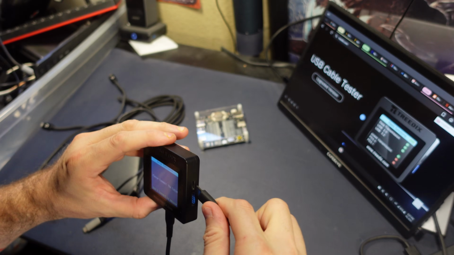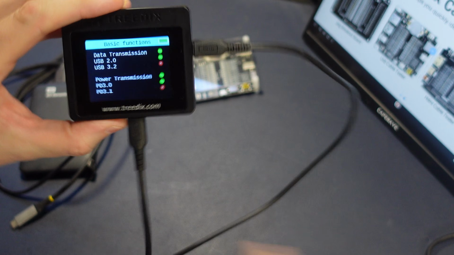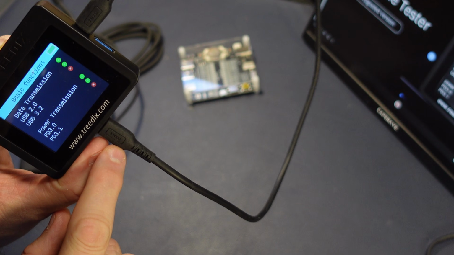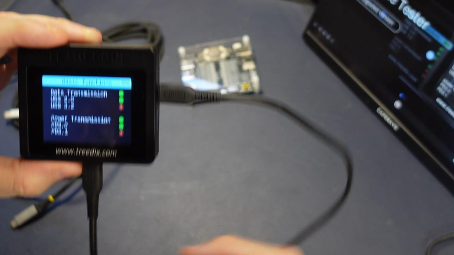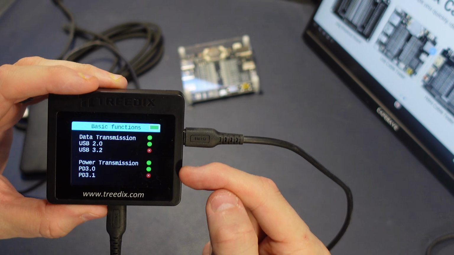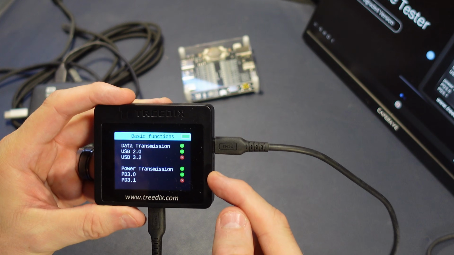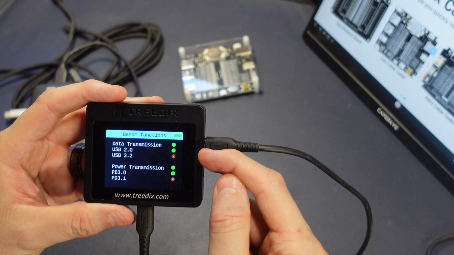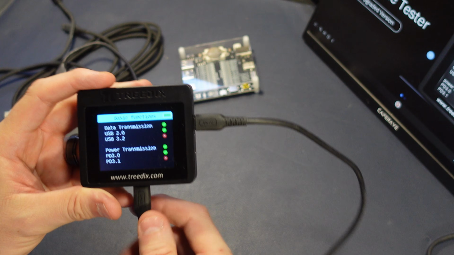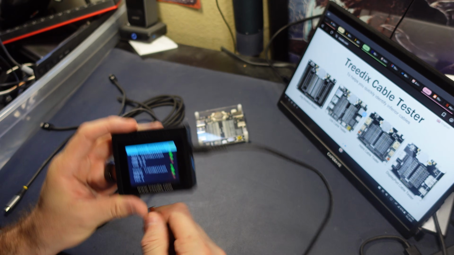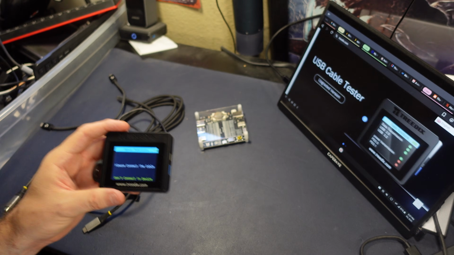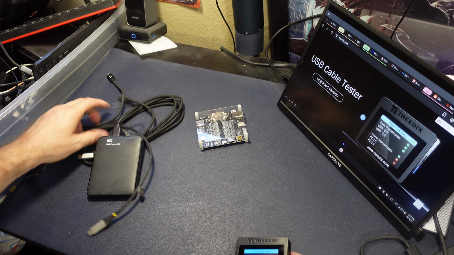So let's put this guy in. Now this guy has a logo on it, so I expect good power transmission, and I do. I get 3.0 PD power delivery, but I also get 2.0 data transmission. So this is a decent little cable. This would be great for charging a battery or charging your phone, right?